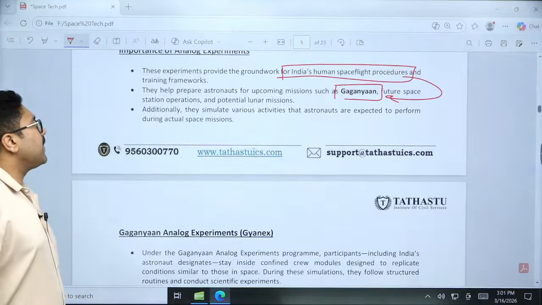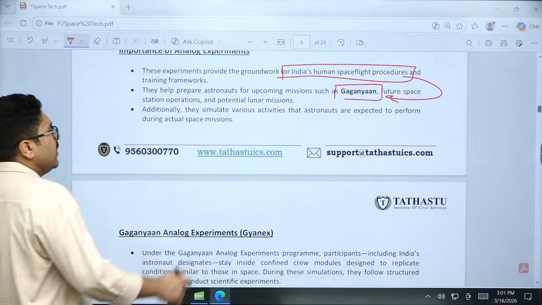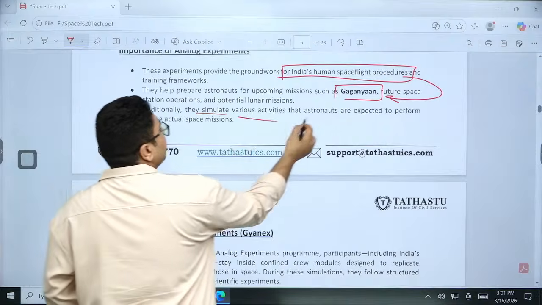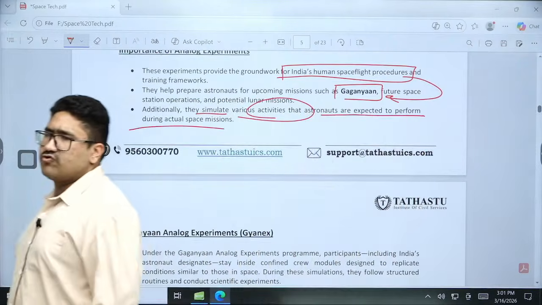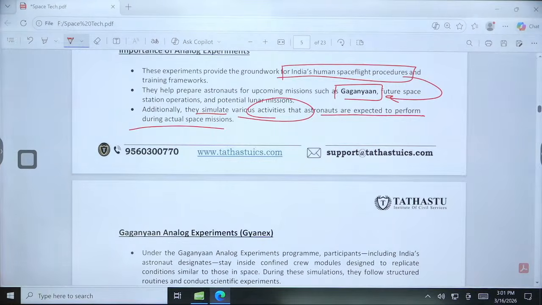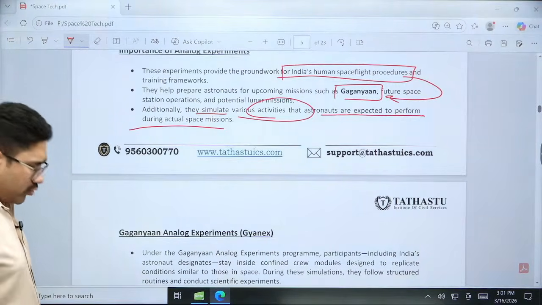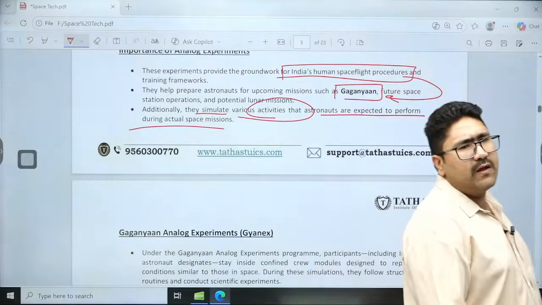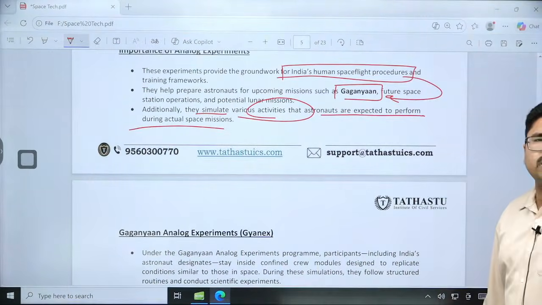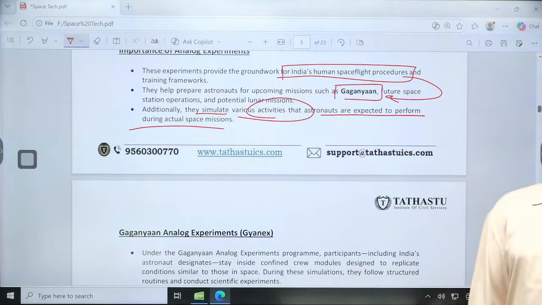They help prepare astronauts for upcoming missions like Gaganyaan. Additionally, they simulate various activities that astronauts are expected to perform during the actual space mission. वो स्पेस में जाके क्या एक्टिविटी करेंगे उसकी ट्रेनिंग उनको पहले से एनालॉग मिशन में दे दी जाती है by creating a similar atmosphere on the Earth itself.